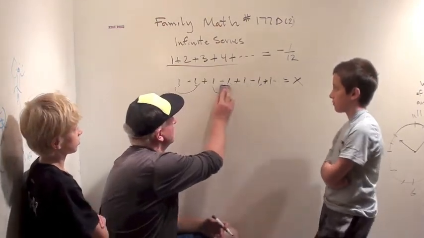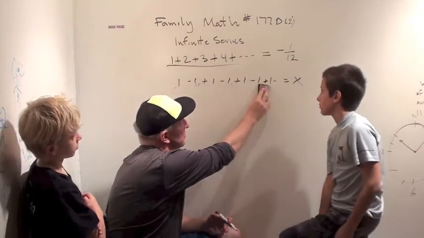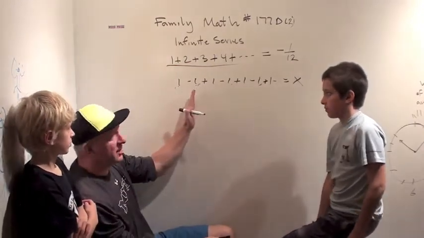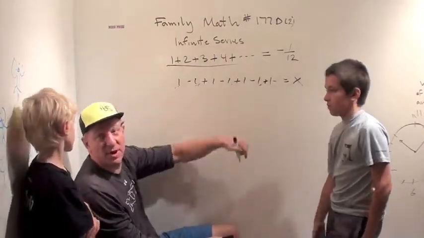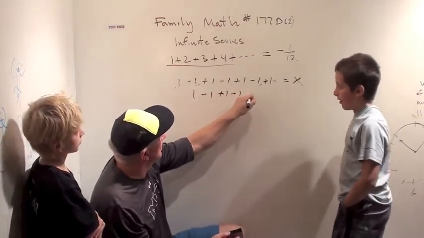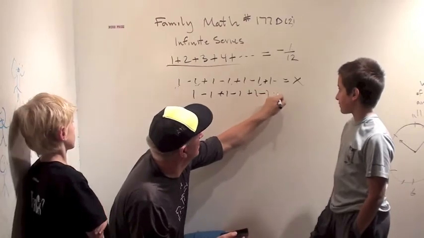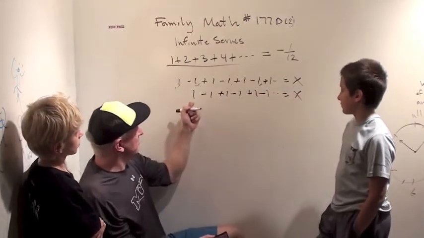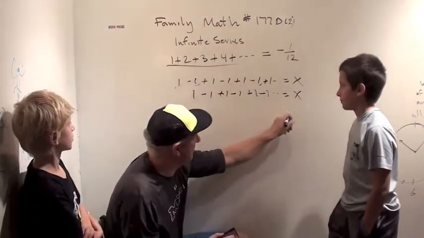So let's see. I'm going to do something tricky. I'm going to add this series to itself, but I'm going to shift it over, like remember how the Fibonacci numbers shifted in those fractions? Yeah. I'm going to put it here: 1 minus 1 plus 1 minus 1 plus 1 minus 1. That's the same series, right? Yeah.